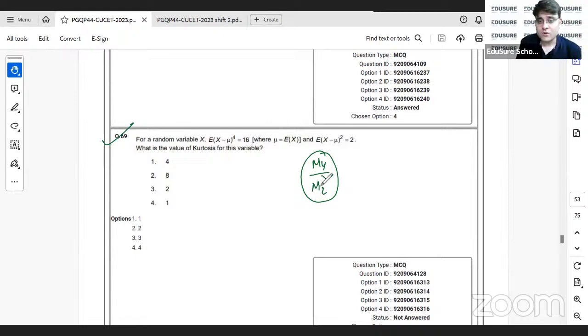Gursahej, I think that's okay. So m4 by m2 square, you don't have to subtract 3. 16 by, this is my m4, this is my m2. M4 is the fourth order central moment and M2 is the second order central moment. M2 is basically the variance. So 16 by 2 square, 4 is the answer. Answer is 1.